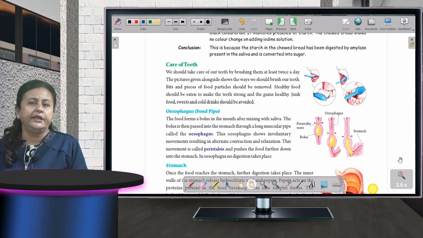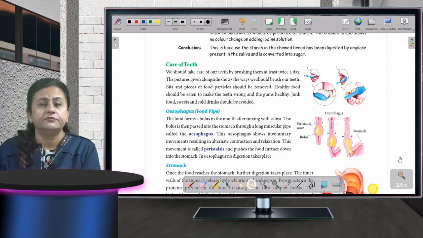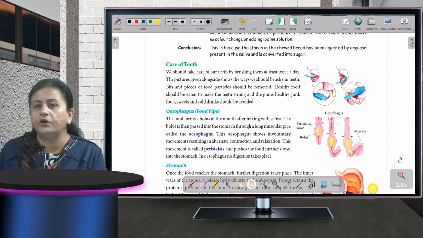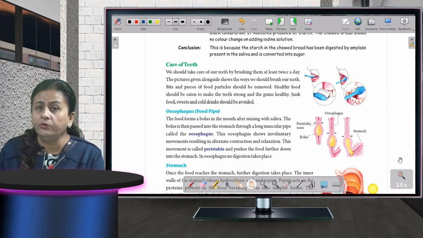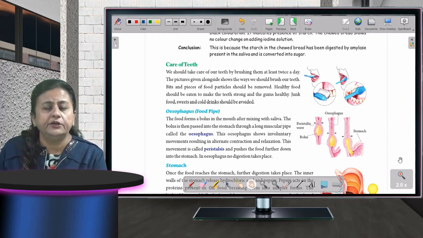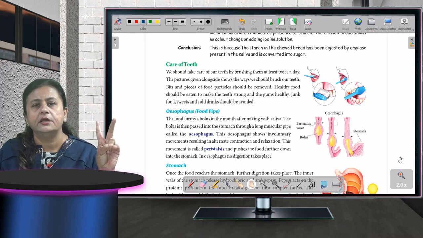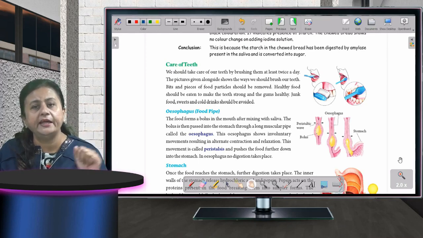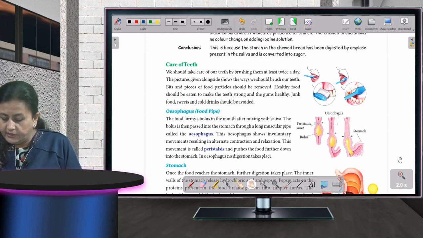It will start decaying over there, and you will have the problem of cavity. Then you have to go to the dentist for it, and eventually a day will come when you have to take out your tooth. So please, it's a request: brush twice a day, not once but twice, morning and night. And night brushing is more important.